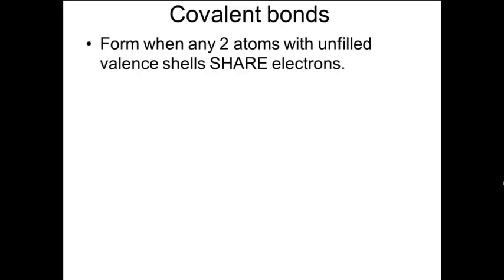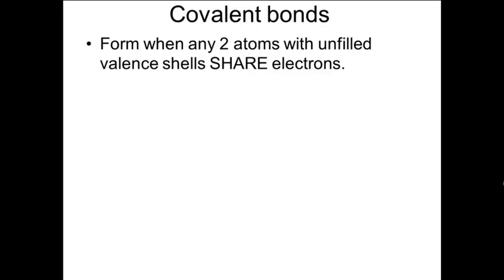Next are covalent bonds. Covalent bonds are what we see most of in biology, and so we'll spend more time talking about these. We see some ionic bonds, so you need to know what they are, and the idea of ionization. But covalent bonds form when any 2 atoms with unfilled valence shells share electrons.